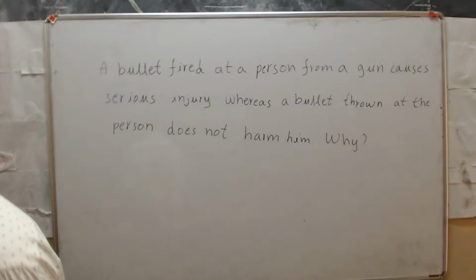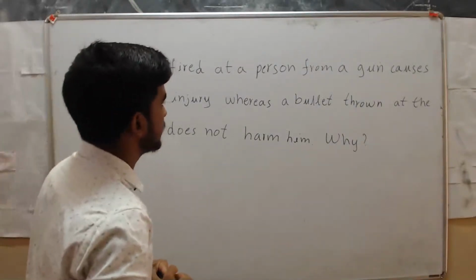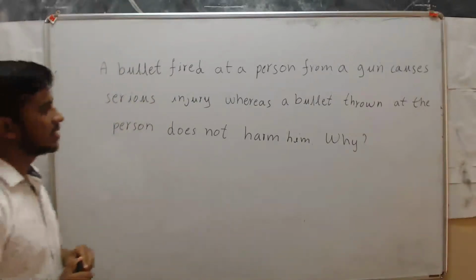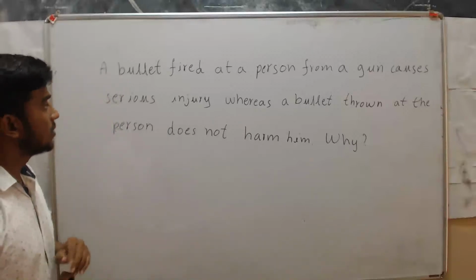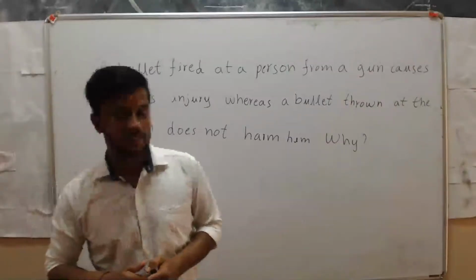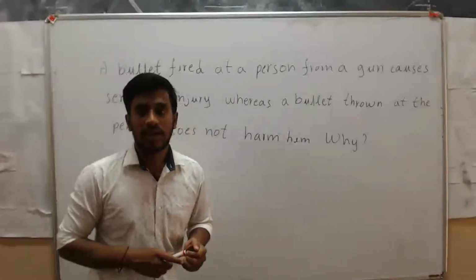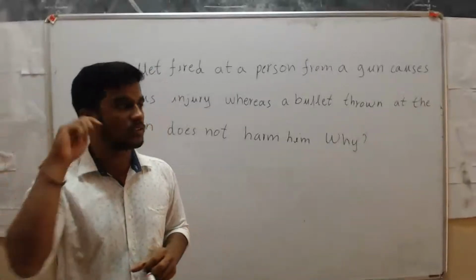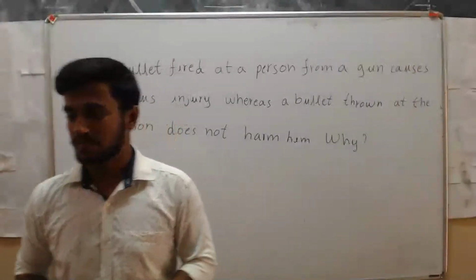See here. Next question. A bullet fired at a person from a gun causes serious injury, whereas a bullet thrown at the person does not harm him. Why? See here, a bullet fired from a gun or pistol harms the person. But if I take that bullet and throw it at your body, it does not harm him. So give the answer and why.